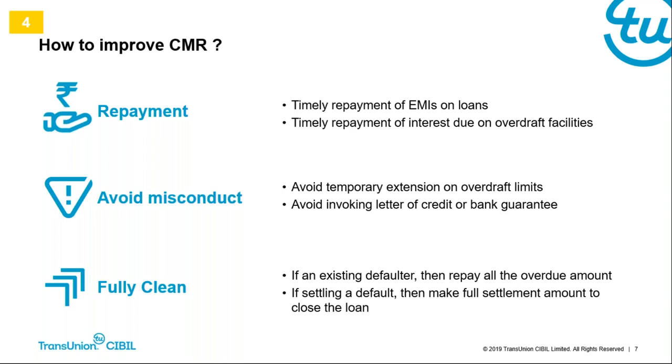And last point, I want to talk a little bit about the borrowers who are currently in a default state. If you are currently in a default state, it's very important to come out clean fully. If you have three EMIs overdue, make sure you pay all three EMIs, not one, not two, all three of them. It's important to make all the overdue payments repaid completely in full, not in part, in full. And lastly, if you're currently in a zone where you're settling a default loan with one of your lenders, again, make sure the settlement is done in full and the loan is actually closed, because in settlement, you will be closing a loan, whereas in overdue amounts, you will continue to run the loan, but at least come back fully clean.